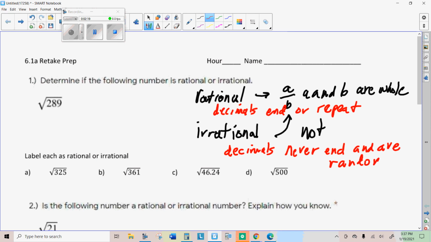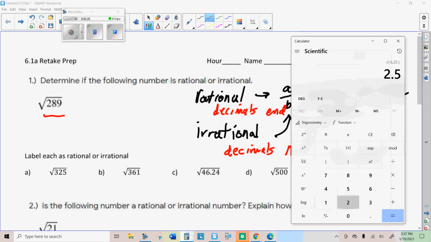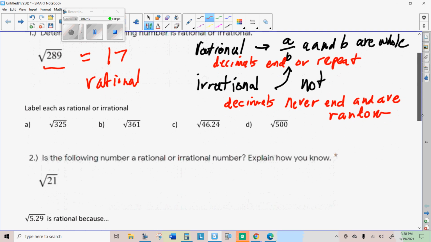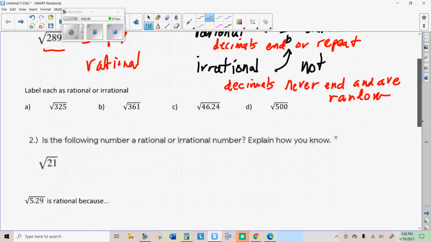All right, so we're going to do this first problem here, and we're going to look at our calculator to help us. We're going to do the square root of 289, and that equals 17. So since that ends as a decimal number, we're going to say that that's rational. All right, moving on here. So you have to finish up the rest of those problems. Make sure you include the notes so I know that you're watching this video lesson.